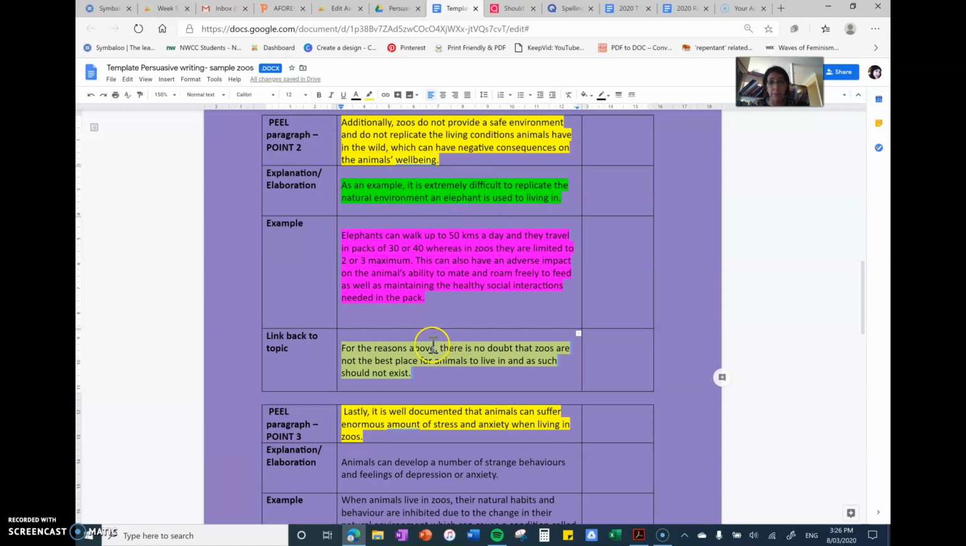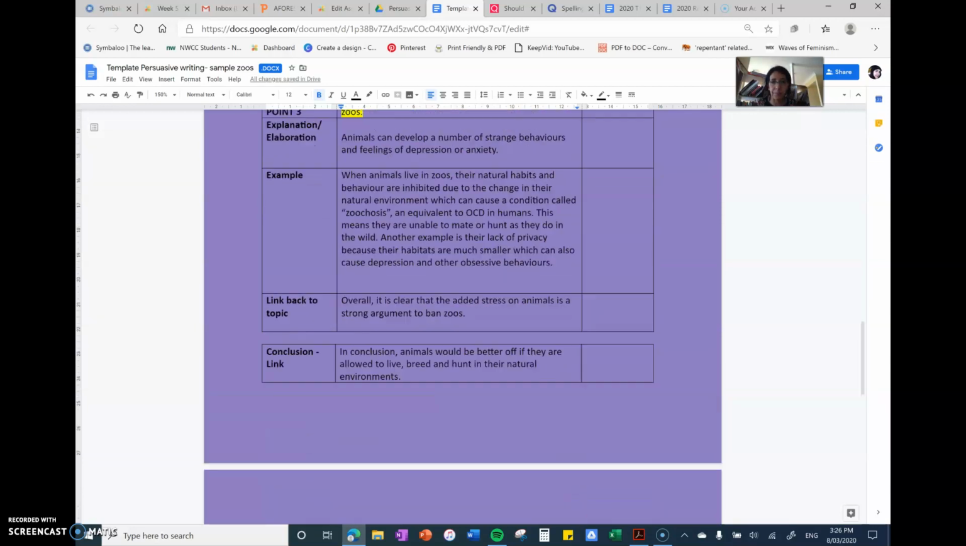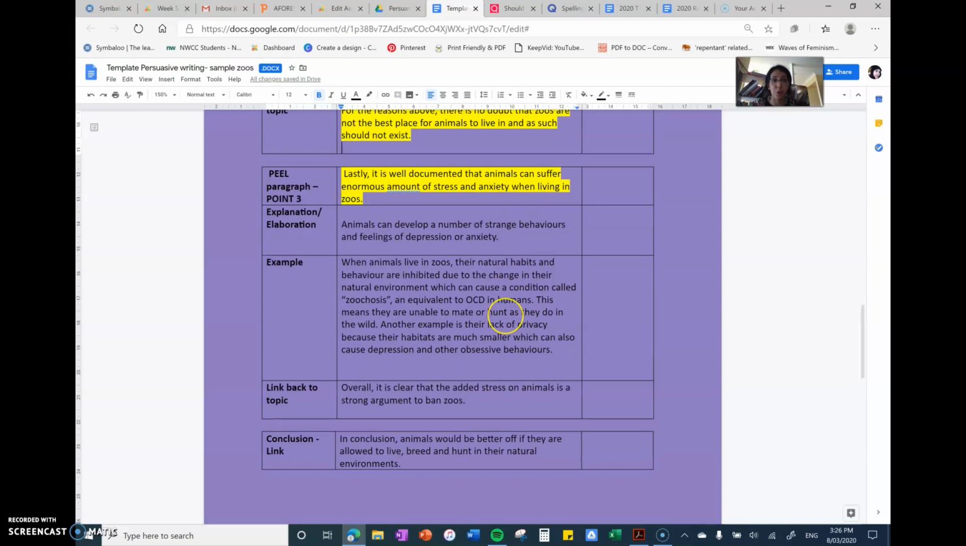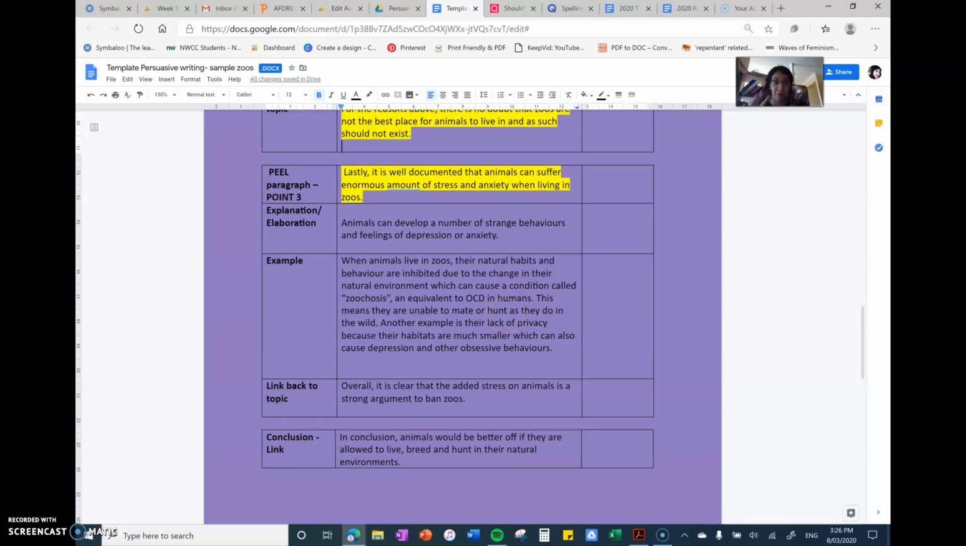Specifically for elephants. For the reasons above, there is no doubt. I am using high modality here. I'm being strong and I'm saying there is no doubt that zoos are not the best place for animals to live in and as such should not exist. Okay, I'm going on to my last paragraph now. I hope I have enough time to complete the recording because these videos are very short.